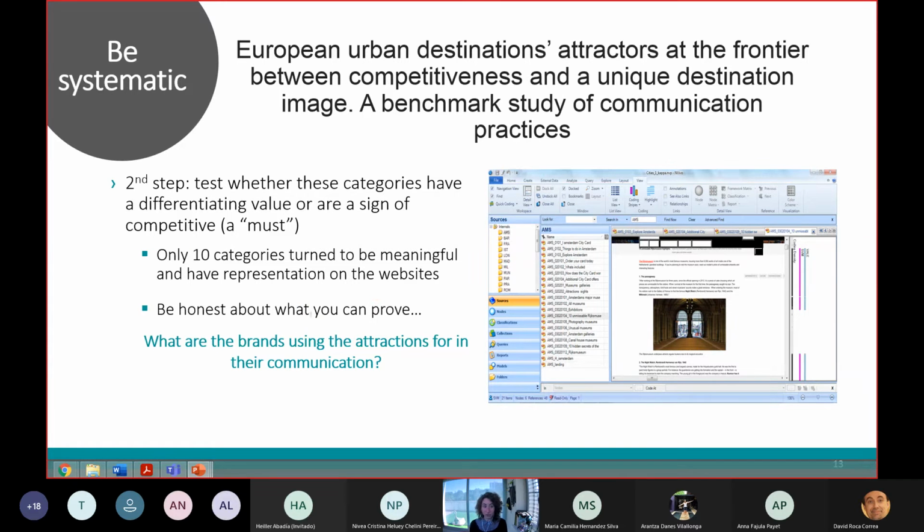And I was honest in the paper in stating what I can prove with my research. Of course, I was not doing research with consumers or potential tourists. The only thing I could prove is what the destinations were actually communicating. So this honesty, even though initially you may think it's less relevant or only partial, it would be nicer to state a bigger claim, that you achieved a bigger thing.